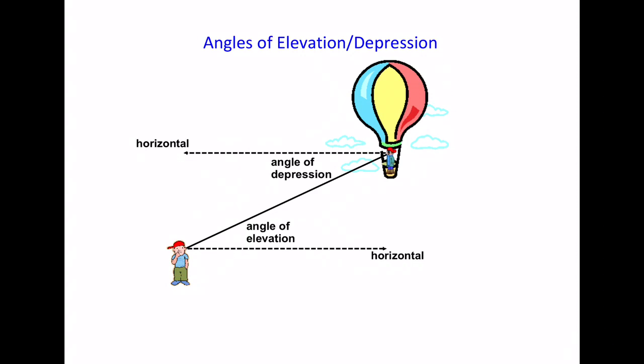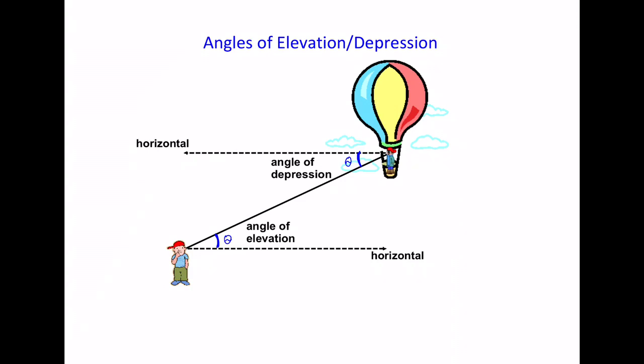Some of your application problems are going to talk about angles of elevation and depression, so here's just a quick sketch of what that looks like. If you're standing on the ground level here and you look up, that represents an angle of elevation from your line of sight to what you're looking up at. If there's a person above you looking down at you, then their line of sight looking down creates an angle of depression. These two angles are congruent to each other, so they will be the same value.